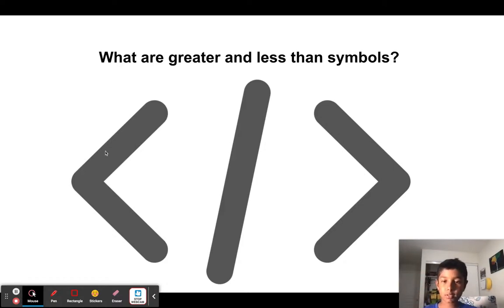So this is called the less than symbol. And then here, this is called the greater than symbol. And in the middle is just a slash. So these are the two symbols, and there's also the equal symbol. The equal symbol is just like the equal sign. Those are all three symbols of inequalities.